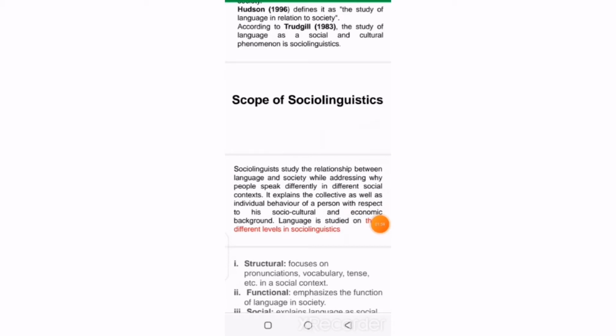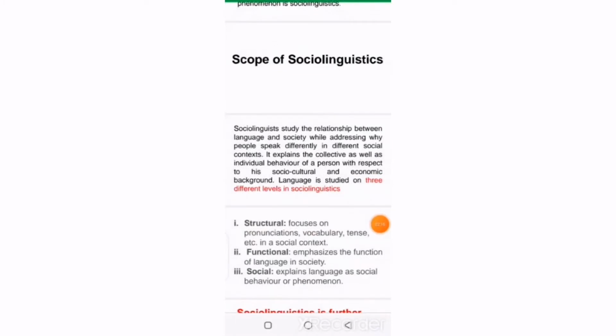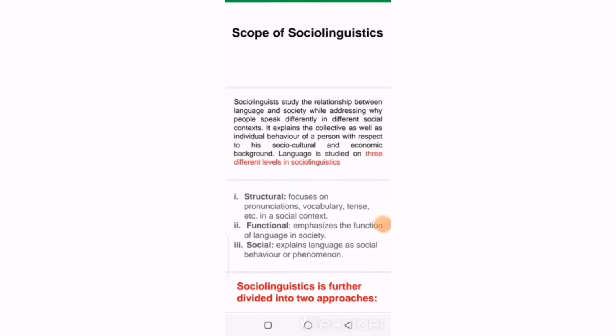Next, we will discuss the scope of sociolinguistics. What do you mean by scope? Scope is a range of topics that we discuss under a particular subject. Some subjects have limited scope and some have broader scope, but sociolinguistics has broader scope. We will study it at different levels. It means sociolinguistics studies the relation between society and language.